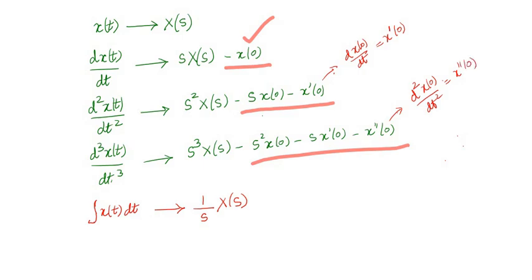Again I repeat, these are all the time domain representations, initial conditions in time domain. If all the initial conditions are 0, our problem becomes very simple. 1 time differentiation is multiplied with s, 2 time differentiation is multiplied with s square, 3 time differentiation is multiplied with s cube. But with initial conditions, our problem becomes a bit challenging, right? For integration, it is multiplied with 1 by s. For differentiation, we are multiplying with s. For integration, we are multiplying with 1 by s.